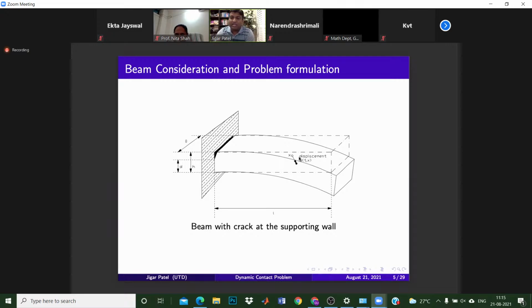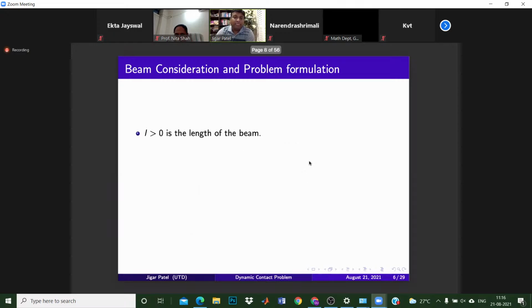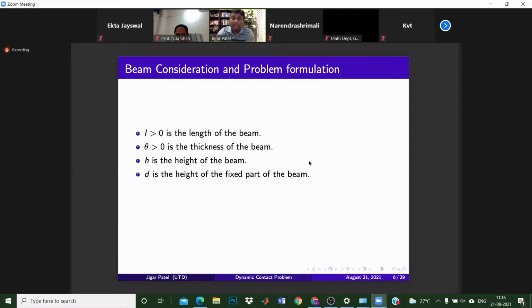X is really a point, and u of t, x represents displacement of this three-dimensional node with respect to the applied force, right? So here are all these parameters that I have mentioned. L represents the length, theta thickness, H height, D is the height of the fixed part of the beam. Rho of x is the density of the beam.